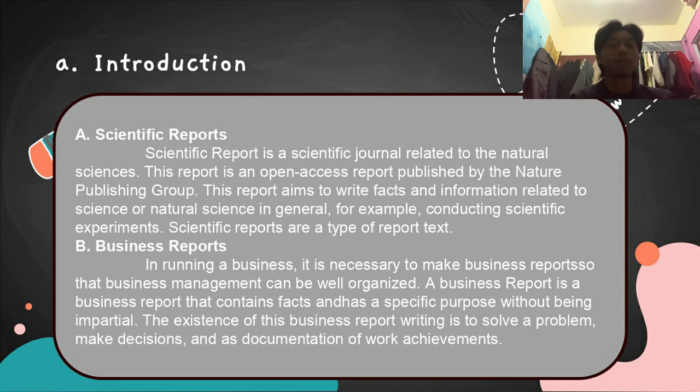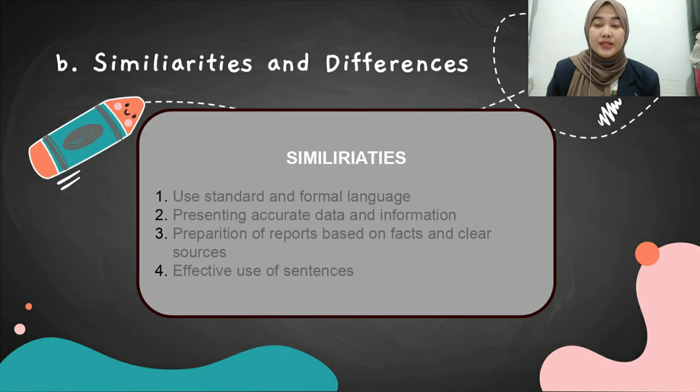And B. Business report. In running a business, it is necessary to make business reports so that business management can be well organized. A business report is a report that contains facts and has a specific purpose without being impartial. The existence of this business report writing is to solve a problem, make decisions, and as documentation of our achievement. Next, similarities and differences in scientific reports and business reports.